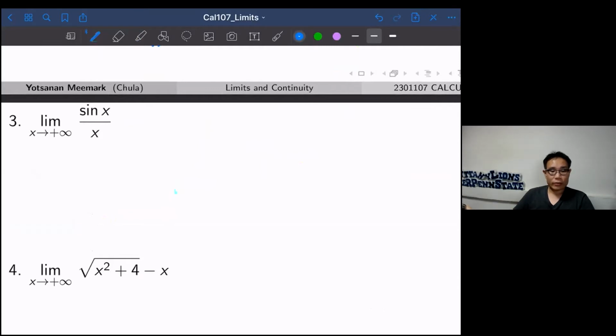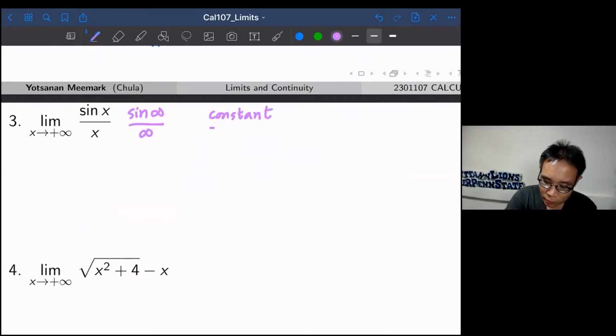The next one is the limit as x goes to positive infinity of sine x over x. In this case, if you try to plug in, you're going to get something funny: sine infinity over infinity. And with sine infinity over infinity, you will not be able to conclude a value. In order to deal with this, you need a constant over infinity. If you have a constant over infinity, this turns out to be 0.